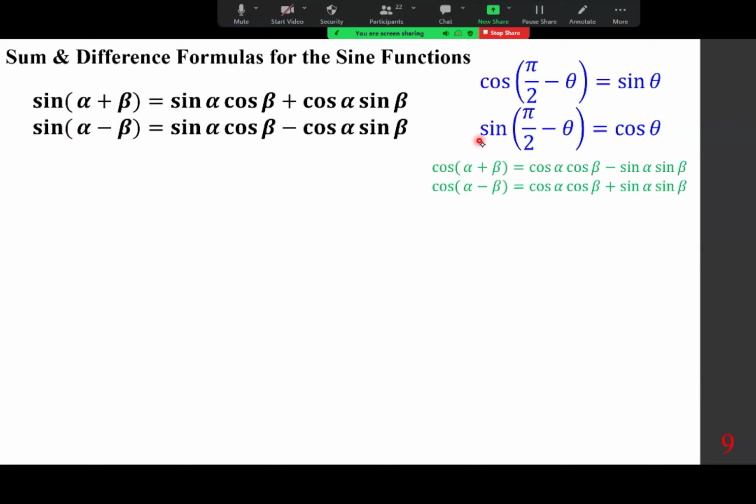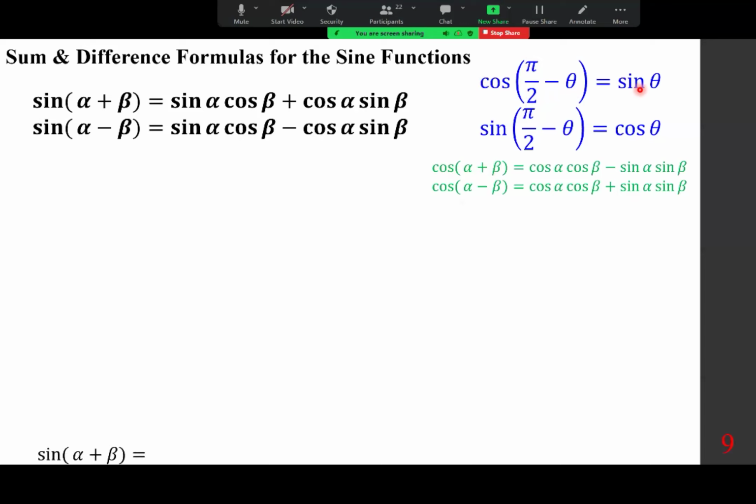So, sine of alpha plus beta. In order to go with sine of alpha plus beta using what we have already proved, we have proved both cosines, cosine of alpha plus beta as well as cosine of alpha minus beta. So if we want to go with this one, we want to use cosine of alpha plus beta. And to do so, we are going to go here and say cosine of pi over 2 minus theta is sine of theta.